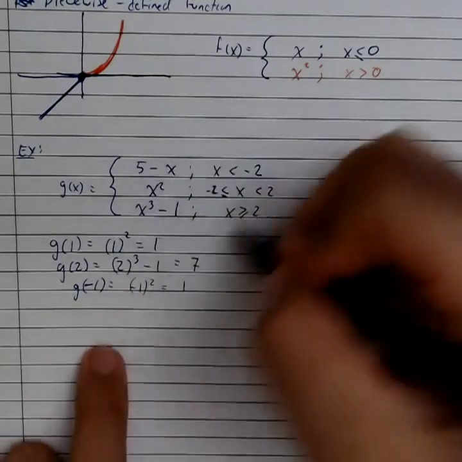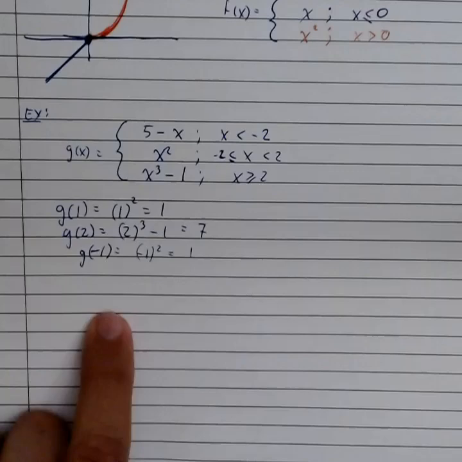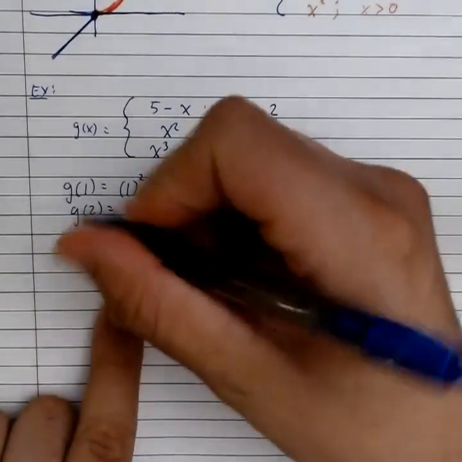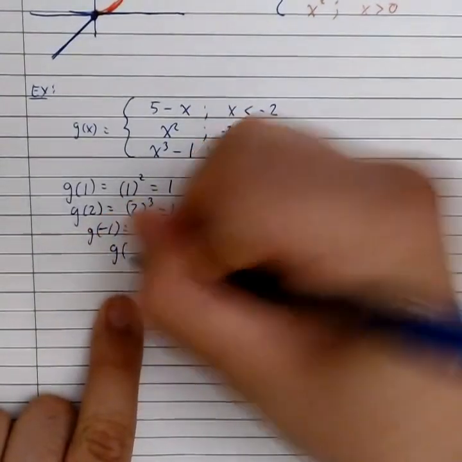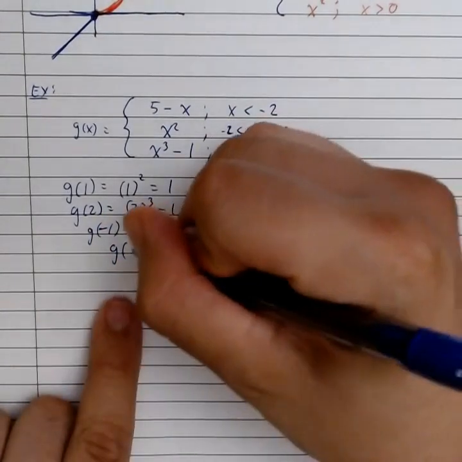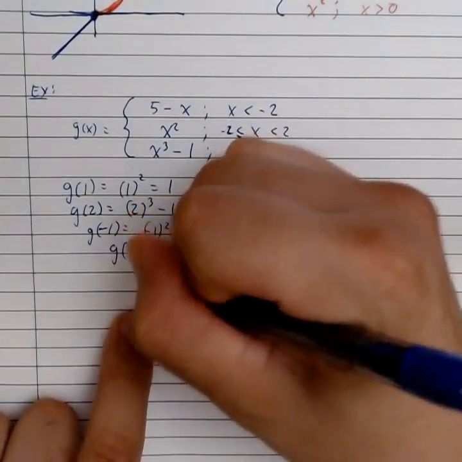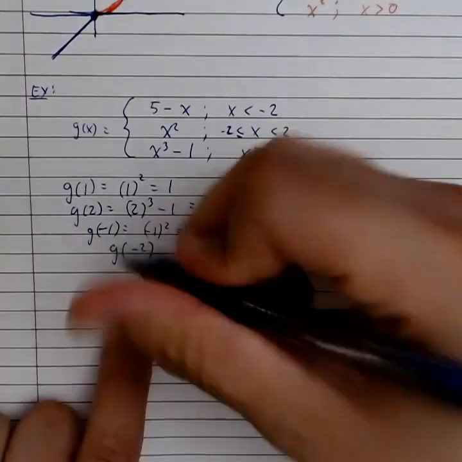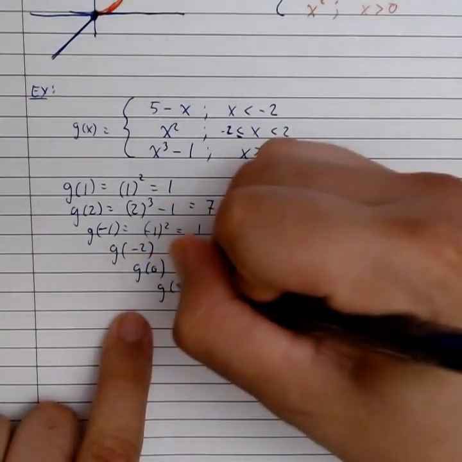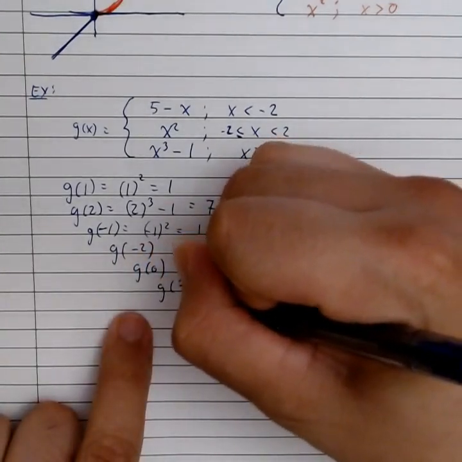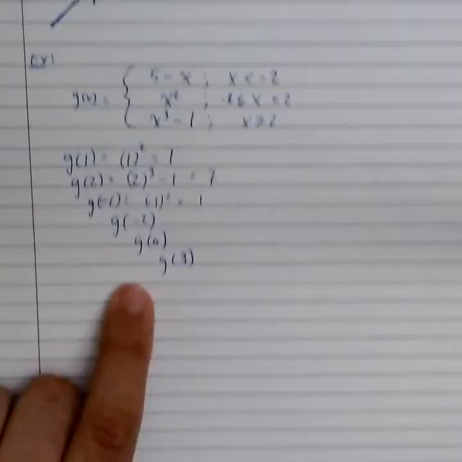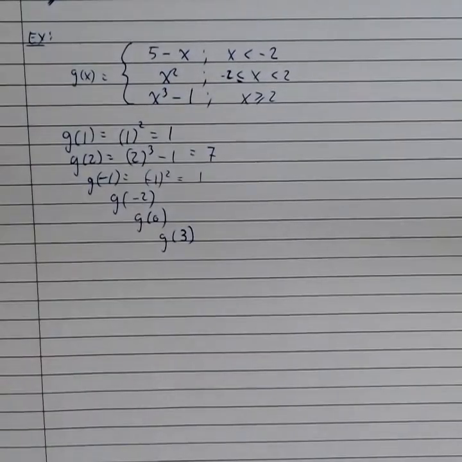Try that. Use that exact same function here, using that g. Go ahead and try the following. Find g of negative 2. Find g of 0. Find g of, let's say, 3. Go ahead and pause the video. And once you find all 3 of those numbers, go ahead and unpause and we'll go through them together.